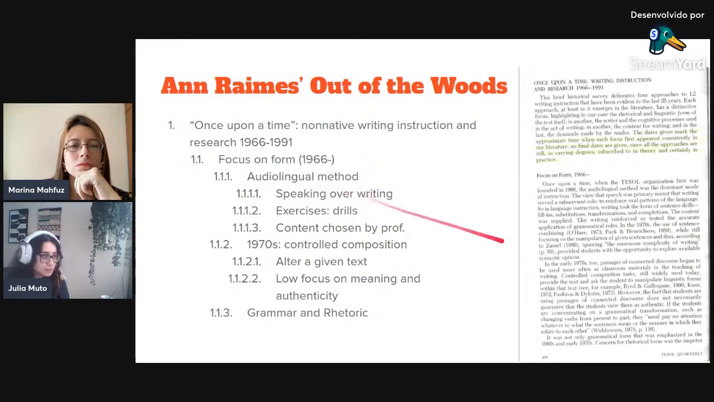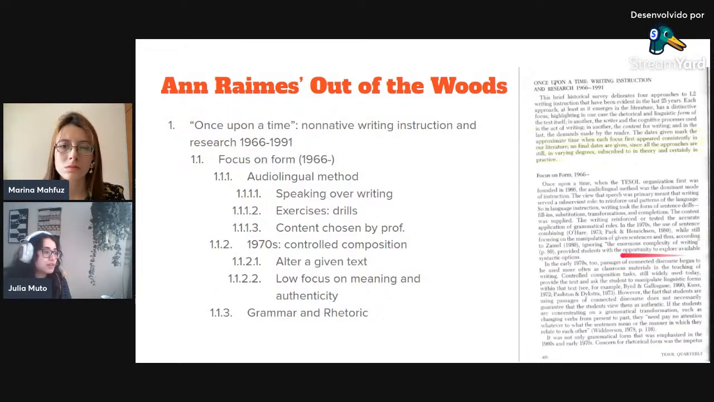This is clear. In the 1970s, the use of sentence combining, while still focusing on the manipulation of given sentences, and thus, according to Zamel, 1980, ignoring the enormous complexity of writing, provided students with the opportunity to explore available syntactic options. So this is something she's going to call soon controlled composition. Controlled composition is when you give people a text that has grammar mistakes, let's say, and you tell them to fix it.